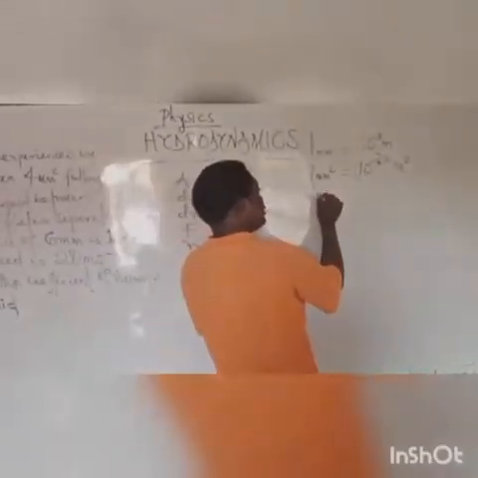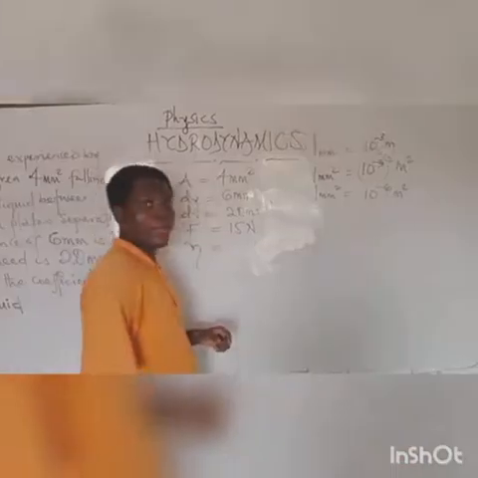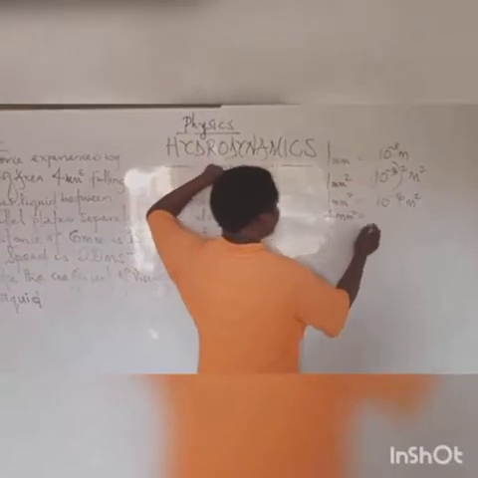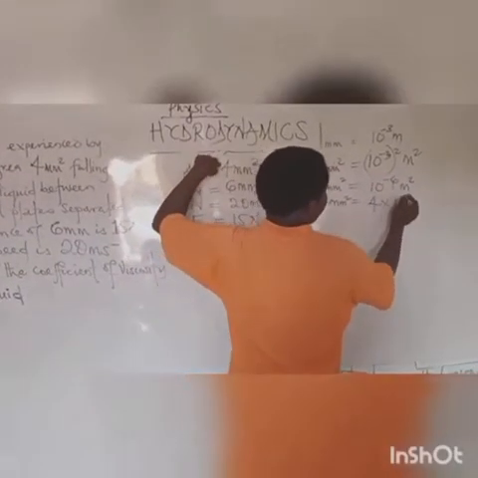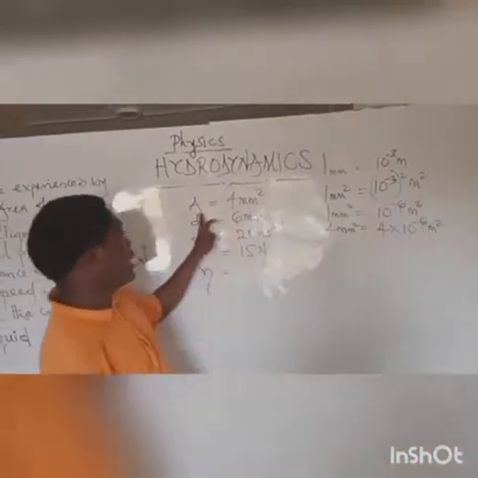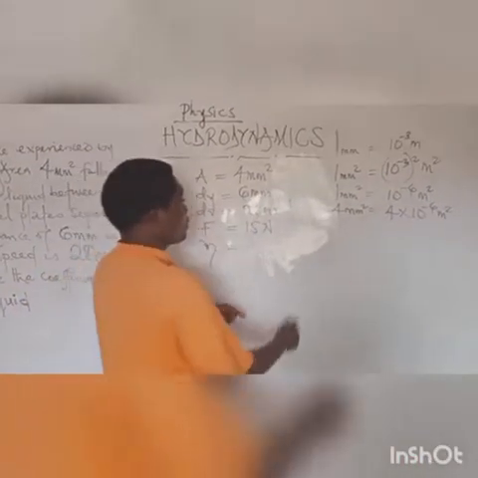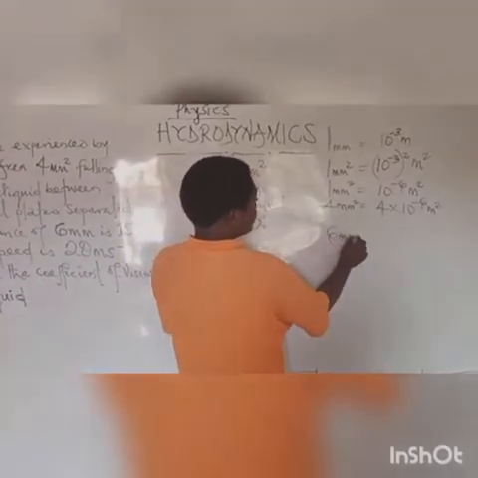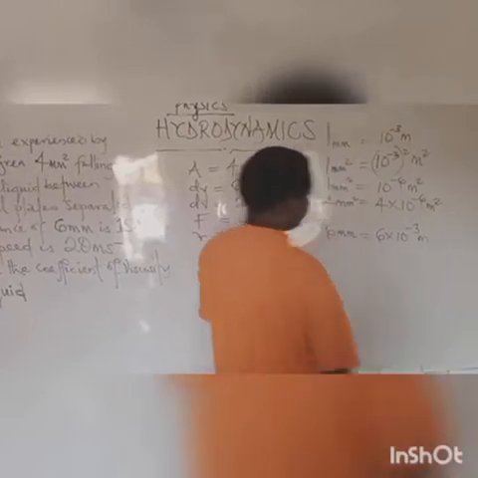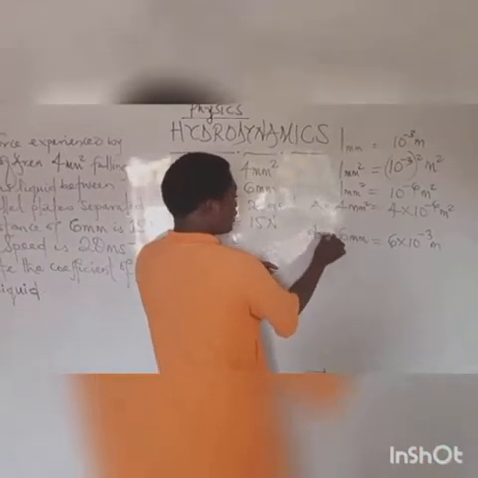And that is, millimeter square is equal to 10 raised to power minus 6 meters square. Therefore, 4 millimeters square is equal to 4 times 10 raised to power minus 6 meters square. That is the conversion for the area. Now, the conversion for the distance. So 6 millimeters will be equal to 6 times 10 raised to power minus 3 in meters. This is the area. This is the distance, the converted distance.